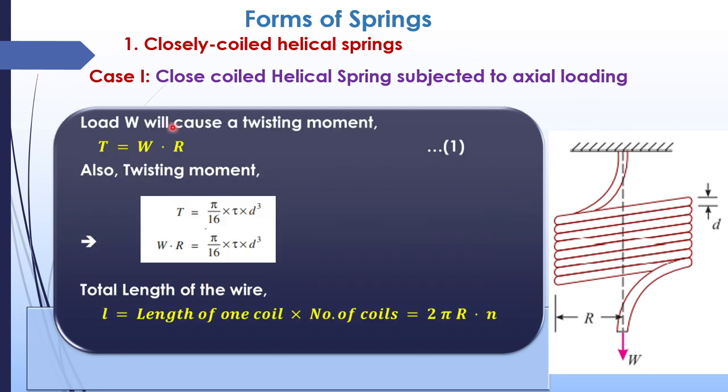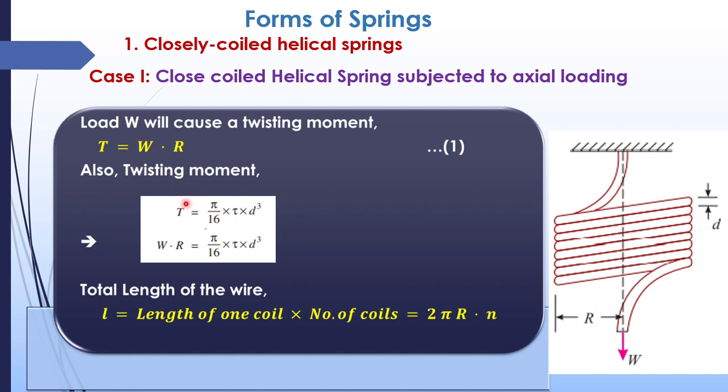Now the load which we are providing here will cause a twisting moment. Because we are applying the load here, the coil will become tight and twist the spring. That twisting moment will be equal to load into perpendicular distance. The load is W, the perpendicular distance is R, so the twisting moment is W into R. The twisting moment can also be written for a circle. When we see the plan view of a spring, it is a circle, and for a circle the twisting moment is pi by 16 tau d cube.